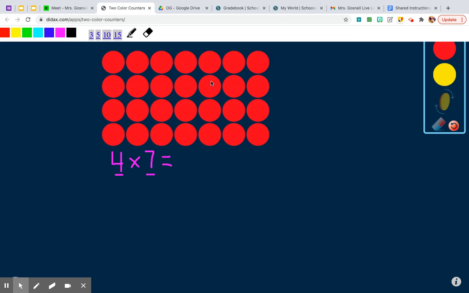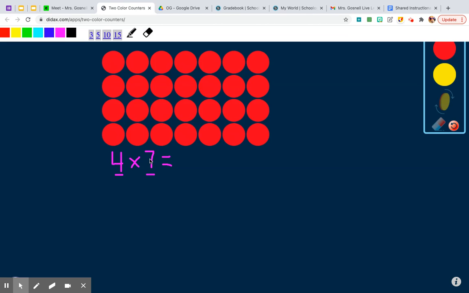Now remember, arrays are just training wheels to being able to solve. Our goal is to be able to solve multiplication equations using this strategy without arrays eventually. But we're going to use them to our advantage until we don't need them anymore, just like training wheels. So when we talk about splitting rows, we're actually talking about splitting the 4 here, decomposing the 4. And when we talk about splitting the columns, we are literally talking about splitting the 7.